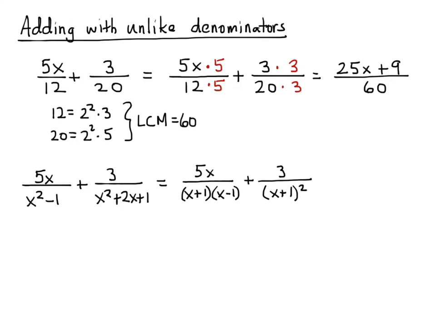Okay, so now we need to identify the least common multiple. We have an x plus 1 that's in common between the two of them, and then the unique factors are x minus 1 and that other x plus 1 that's in the other denominator. So we have x minus 1 times x plus 1 squared.